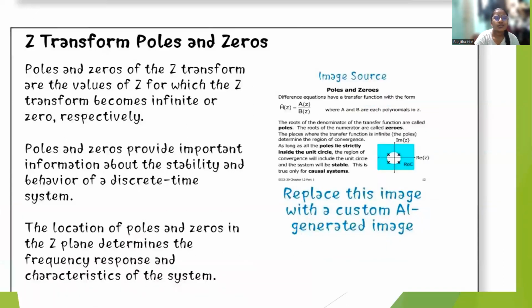Next, we are going to discuss the Z transform poles and zeros. The poles and zeros of the Z transform are the values of z for which the Z transform becomes infinite or zero respectively. The poles and zeros provide important information about the stability and behavior of a discrete time system. The location of the poles and zeros in the z plane determines the frequency response and the characteristics of the system.